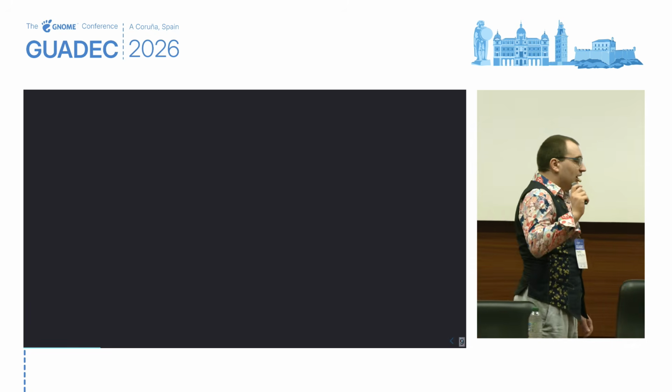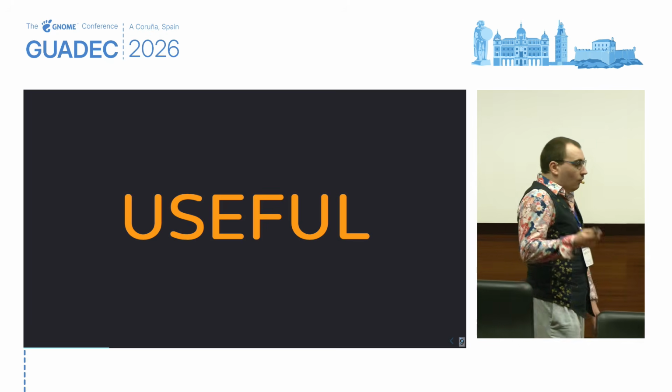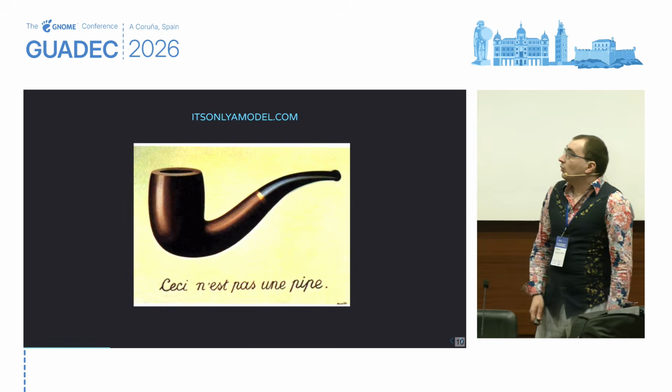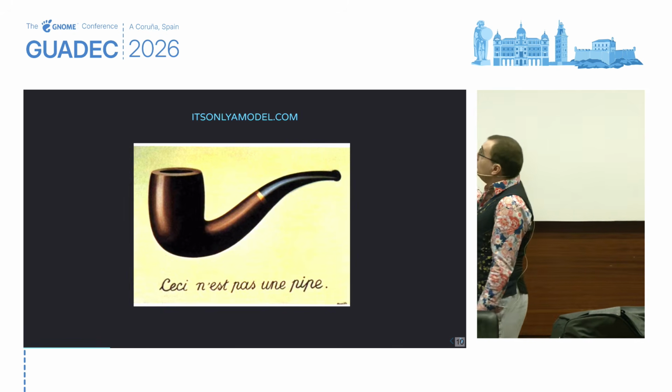So, okay, now that I made everyone bored, let's go to the important stuff. I'm going to get into useful. What does it mean to be useful, right? Because remember, we are talking with models, and models are wrong.